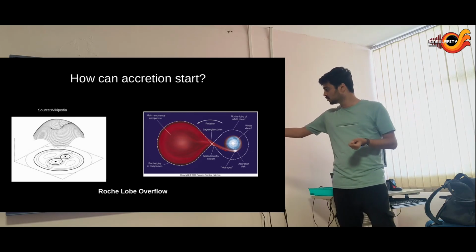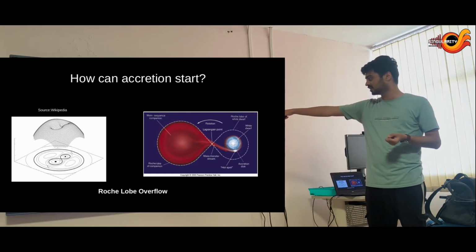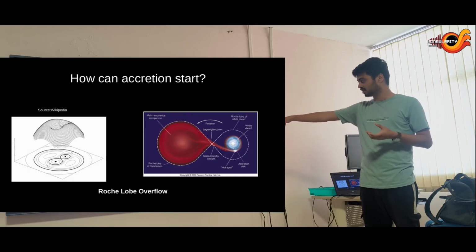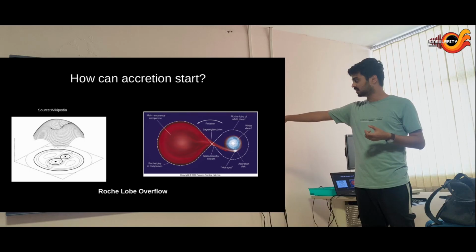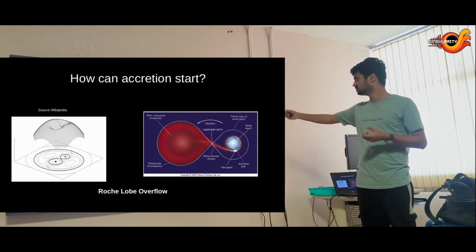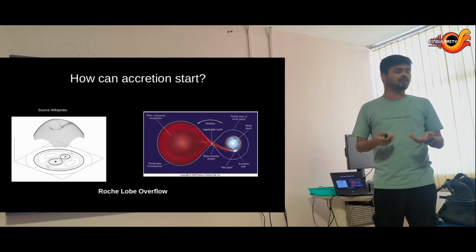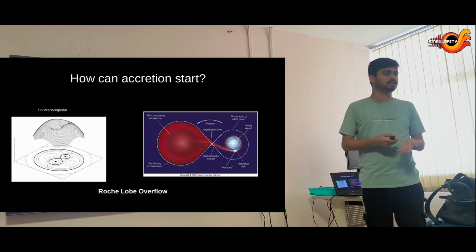That's what I am showing here. You can see the red material overflows and then enters the gravitational influence region of that blue thing, which is some white dwarf. This is how, in a simple way, accretion can start. This is one of the ways accretion can start.